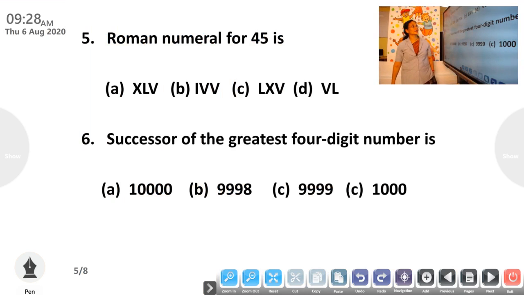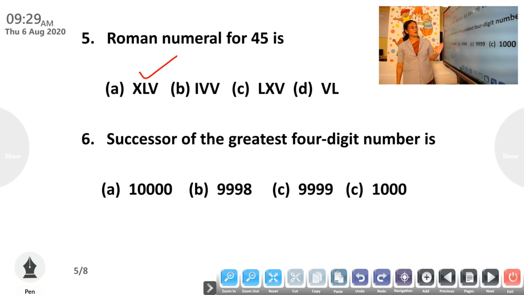Now question number 5. Roman numeral for 45 is. This one you can write the answer directly without doing any rough work. What is the Roman numeral for 45? 45 means 40 plus 5. And what represents 40? 40 is represented by XL. So 45 is XLV. The first one, A is the correct choice. Okay, XLV. Roman numeral for 45 is XLV.